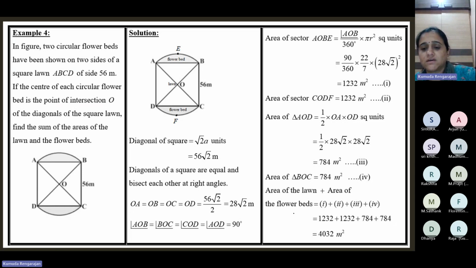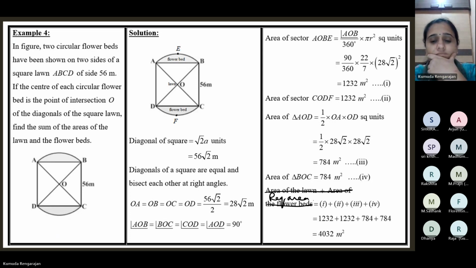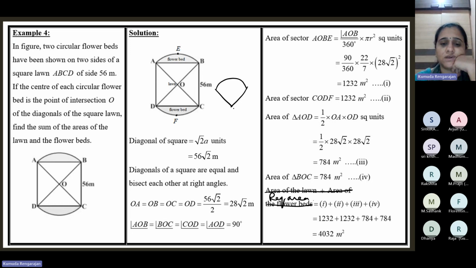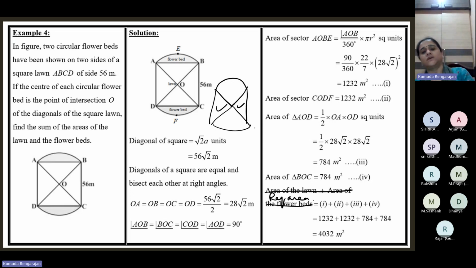That's the required area. Because we have not found the lawn and flower beds separately, you can just write required area. Required area is equal to the sum of everything. We have found the area of one sector, then the other sector, then the area of this triangle and this triangle. So add everything to get the area of the whole figure.